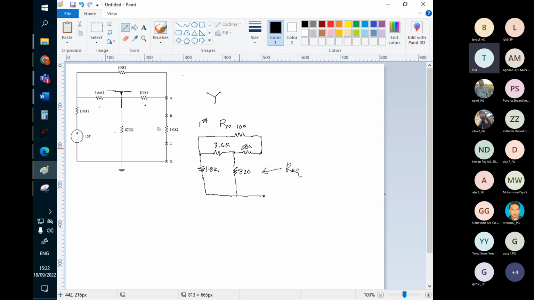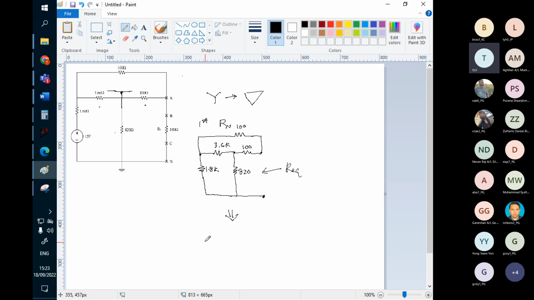You don't know where to start. Whether start from here or start from here, something like that. Anyway, you cannot find the suitable way to start. So if we can convert the center one from Y to delta, probably it will look much better. Let's try it. Let's convert to something like this.